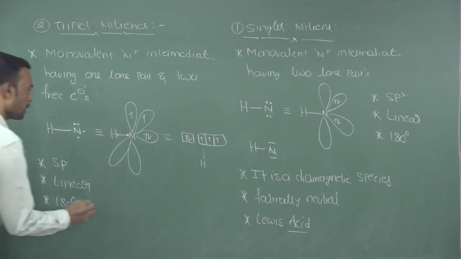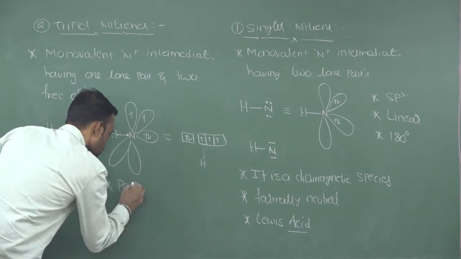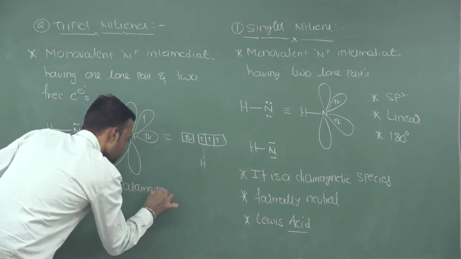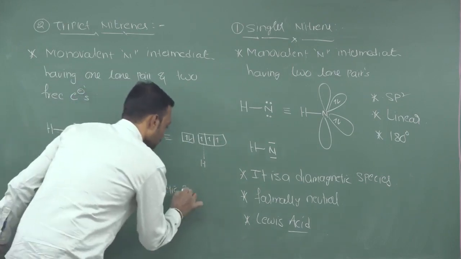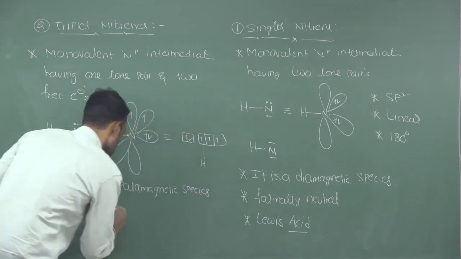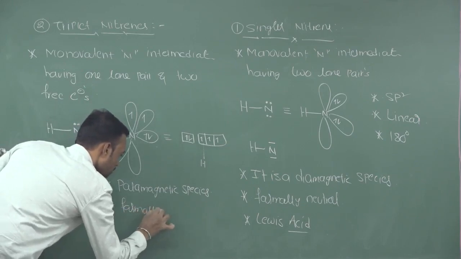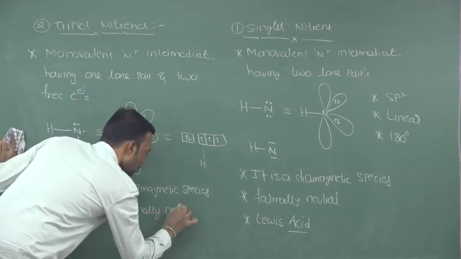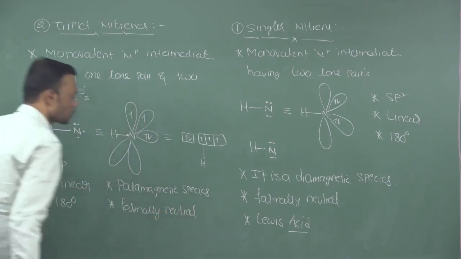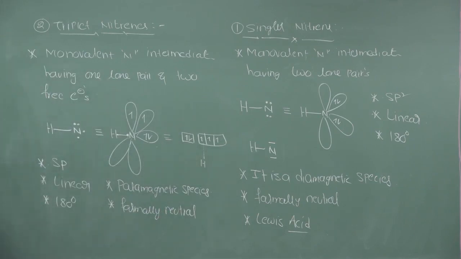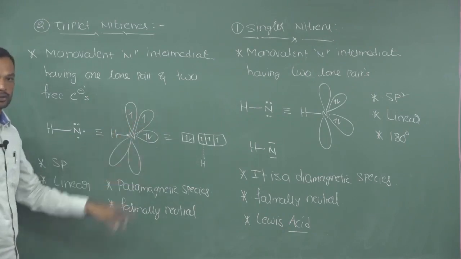Is it paramagnetic or diamagnetic? So it is a paramagnetic species. Is it formally charged? No. It is formally neutral. It is a paramagnetic species and it is formally neutral. Paramagnetic due to 2 independent electrons.